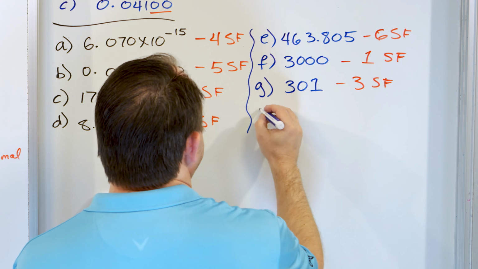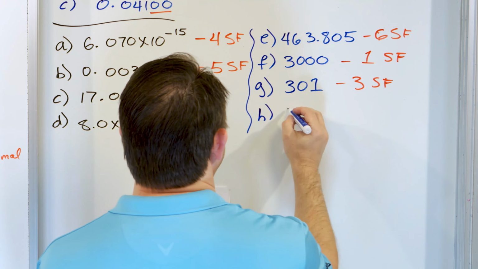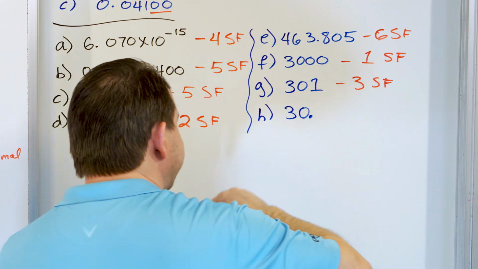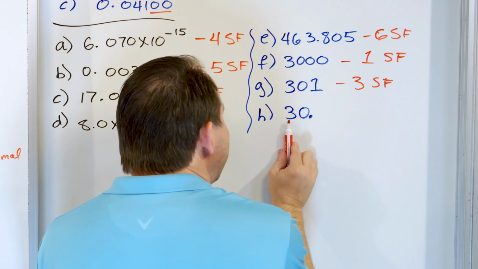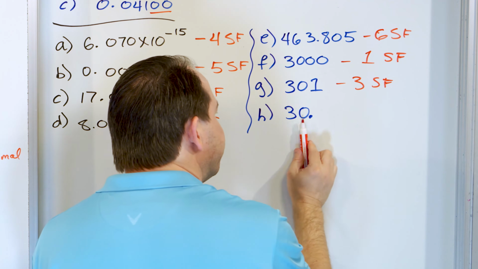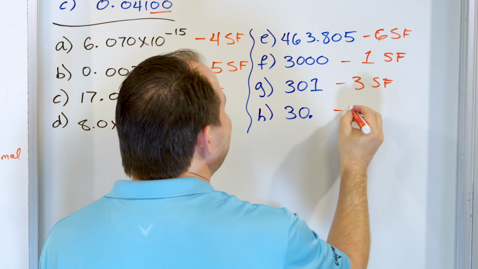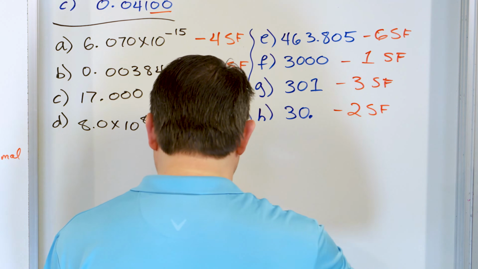And H. H is the number 30 with a decimal at the end. Notice I didn't put 30.0, I just said 30 with a decimal. That is a significant figure. This one counts because there's a decimal point. Even though there's nothing else there, because there's a decimal point, it counts. So there's 2 significant figures.